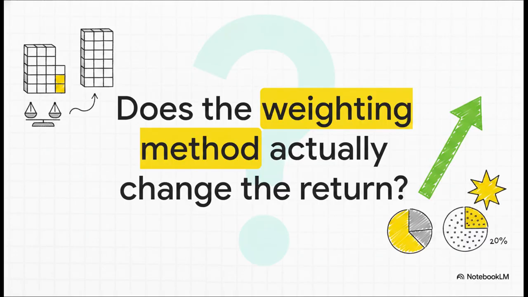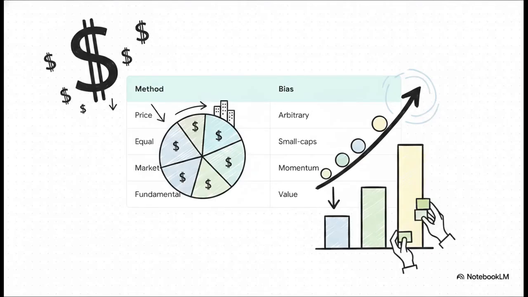Now, you might be wondering, if 2 indexes hold the exact same 50 stocks, does the weighting method actually change the return? The answer is a resounding yes, because the recipe dictates how much of your hypothetical portfolio is allocated to each stock. A stock that doubles in price will have a massive impact if it makes up 20% of your index, but it'll barely make a ripple if it only makes up 1%. Let's break down the specific biases of each recipe.